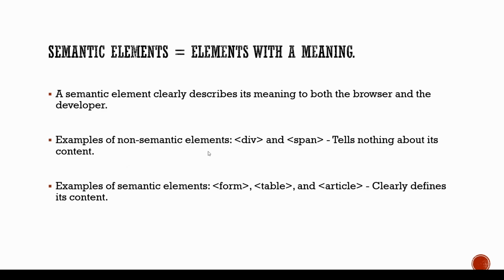Examples of non-semantic elements are div and span. They tell nothing about their content. Anything can be inside a div and a span. But when you look at the elements form, table, or article, you can understand what is inside them. Maybe inside the form element there are forms, inside the table element there must be a table, and inside the article element there should be an article.